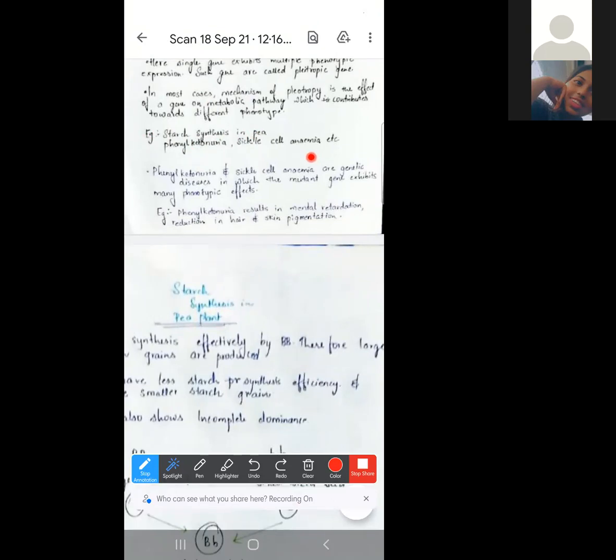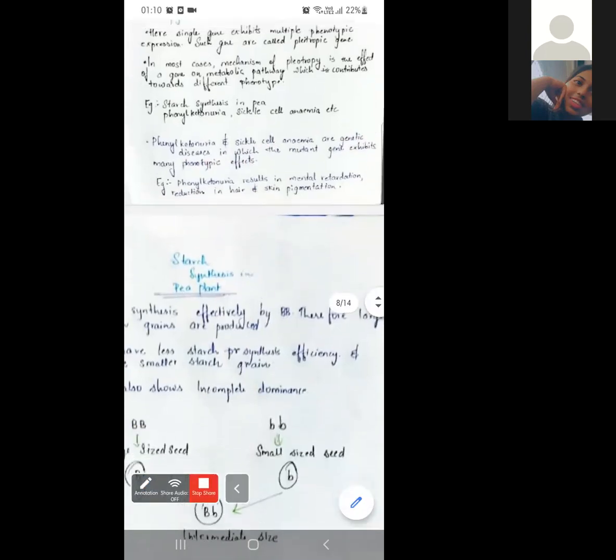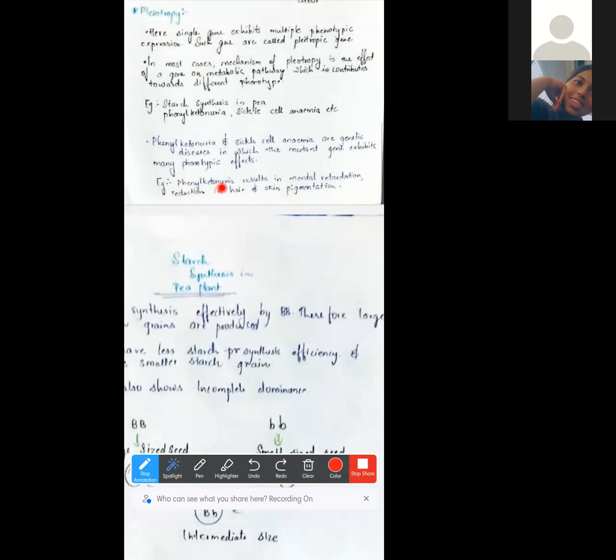We'll study more in detail about these two disorders in a later chapter. But here a short note is given. Phenylketonuria and sickle cell anemia are genetic diseases in which the mutant gene exhibits many phenotypic effects. For example, phenylketonuria results in mental retardation, reduction in hair and skin pigmentation. That is, a gene which causes phenylketonuria also causes mental retardation and reduction in hair and skin pigmentation in the body.